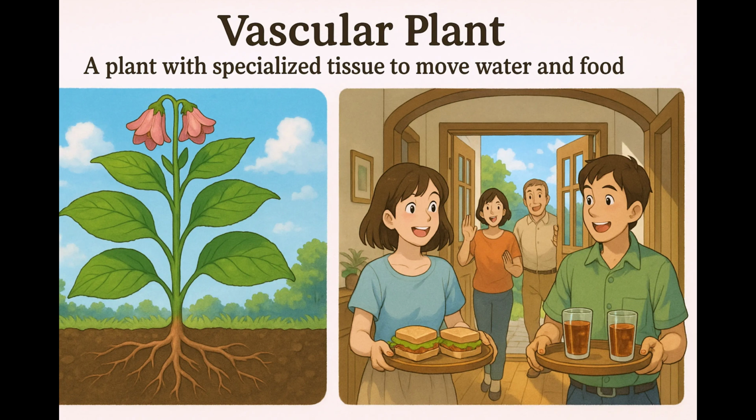Just like you need hallways and corridors to efficiently move refreshments from the kitchen to various guests, a vascular plant has specialized tissues, known as xylem and phloem, to transport water and nutrients throughout its structure. In this analogy, the hallways and corridors represent the plant's vascular system. The kitchen is akin to the roots, where resources are gathered, and the guests in different rooms correspond to the leaves and other plant parts that require sustenance.